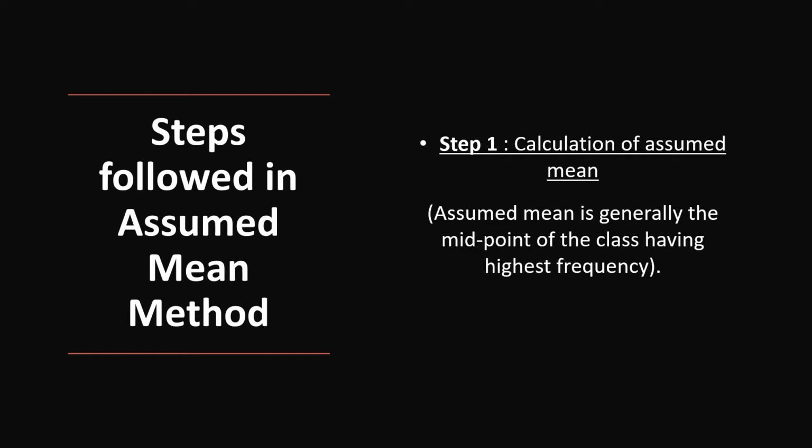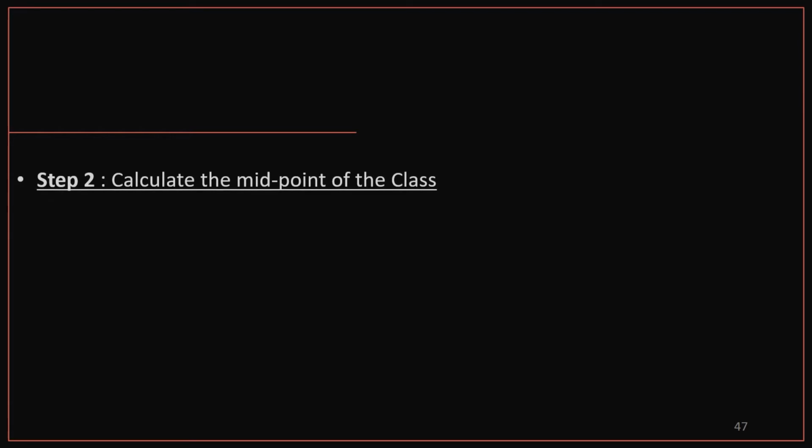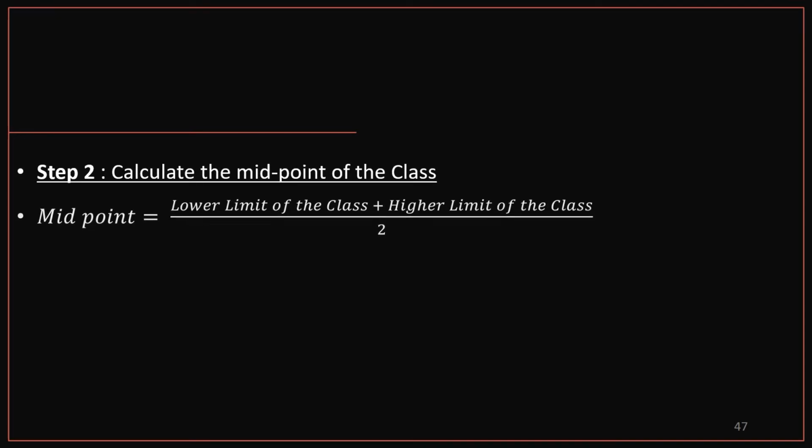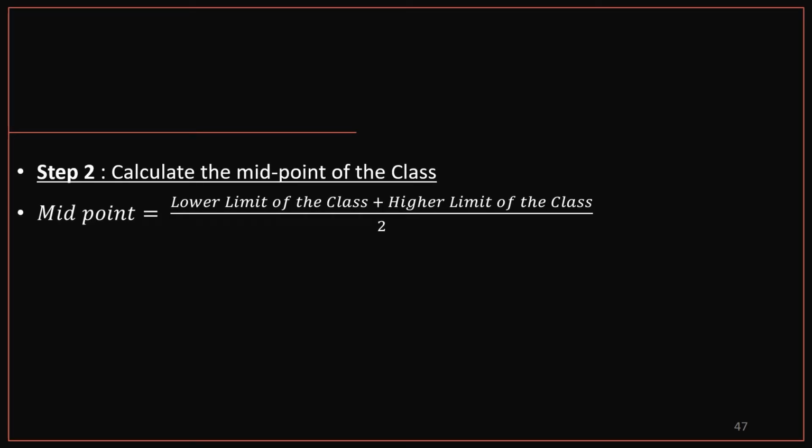So that's why that will be your assumed mean. You have to find out the midpoint of that class. Then step 2 is calculate the midpoint of the class. So how to calculate? Lower limit of the class plus higher limit of that assumed class divided by 2. Okay, you have to find out the midpoint of the assumed class.